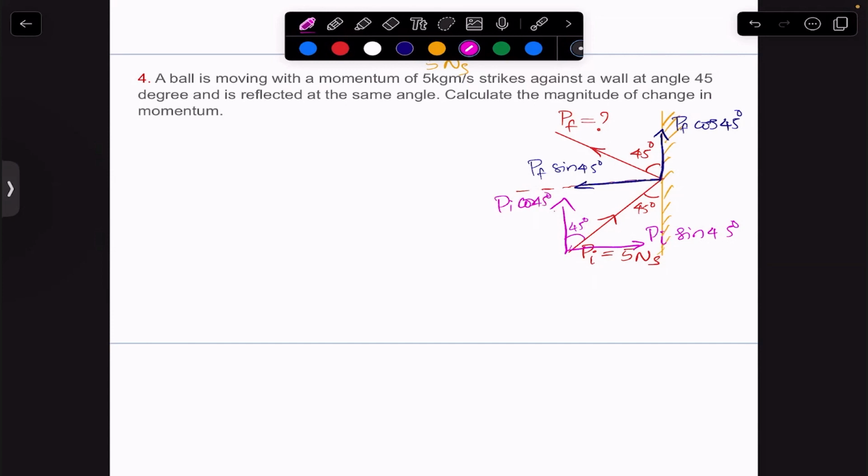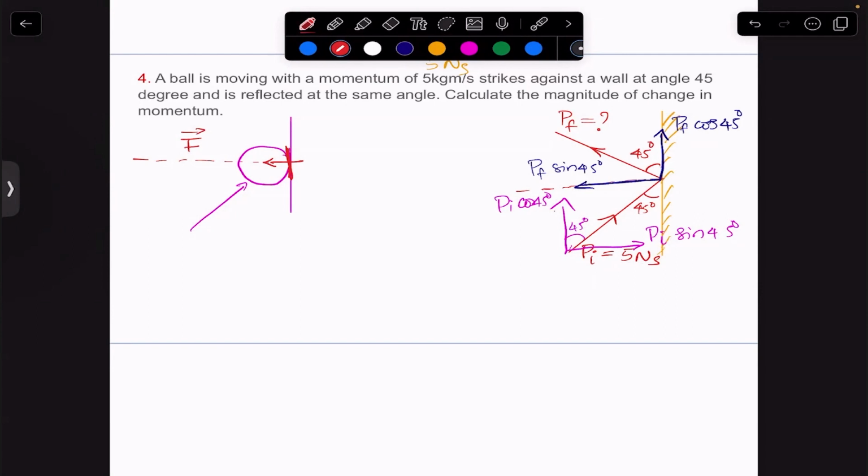Now we want to see something else also. When you take a closer look at the ball's contact with the wall, it is coming like this and hitting the wall. You can see there's a contact surface like this. So the reaction force of the wall is always perpendicular to the contact surface, that means the force exerted by the wall is always in the horizontal direction.